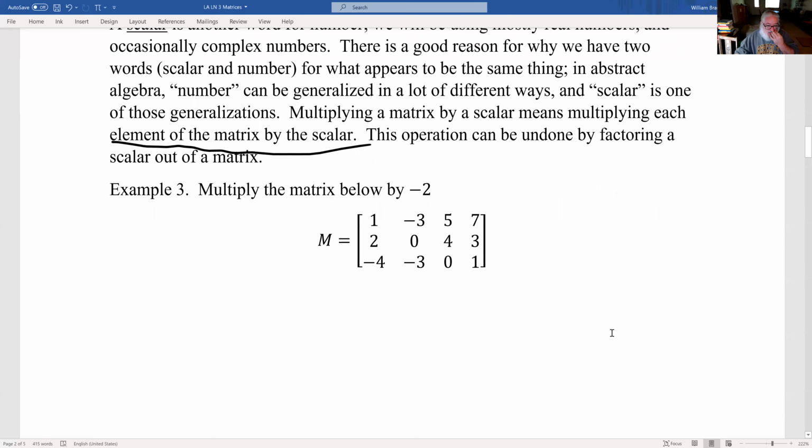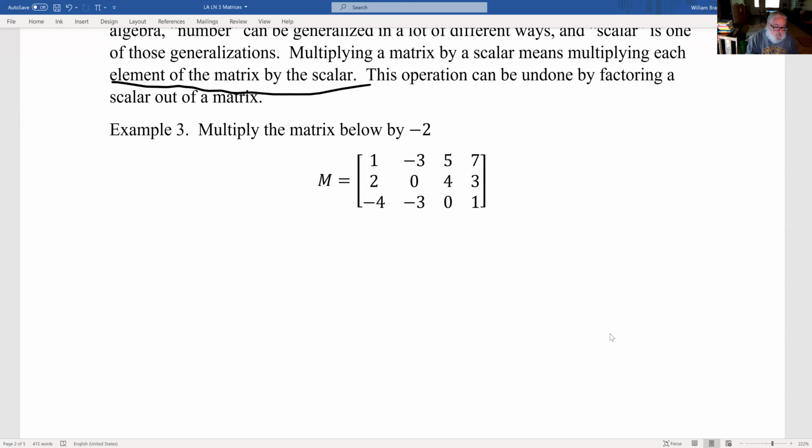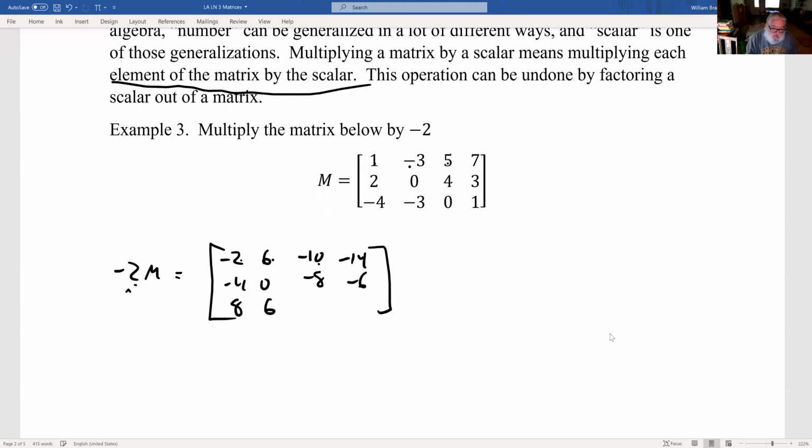And you can factor things out. So what's minus 2 times M? Well, it'll give us a matrix of the same size, but everything will be multiplied by minus 2. So our first row: minus 2 times 1 is minus 2, minus 2 times minus 3 is 6, minus 2 times 5 is minus 10, minus 2 times 7 is minus 14. You can guess what the next row is going to look like. And then finally, the last row will be 8, 6, 0, minus 2. So we can just multiply each element by minus 2.